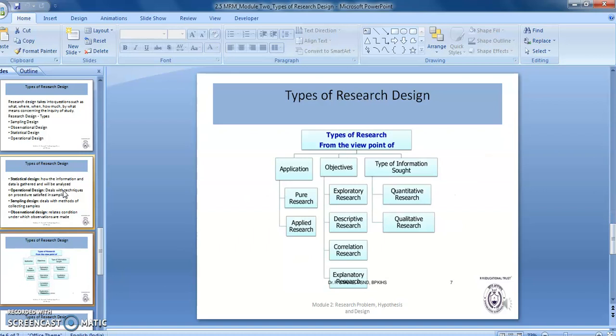Now, what are the types of research? The types of research, as you could see from the diagram, are based on three things. One is on the application. Based on the application, you can call it pure or applied research. I have already discussed that pure research is something which does not have a direct implication for society. For instance, you have discovered a molecule called H2O.